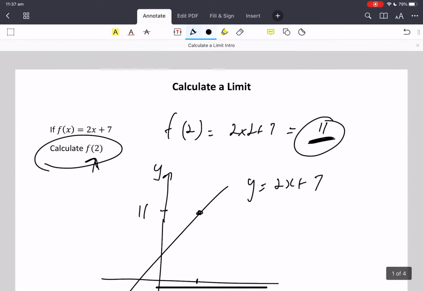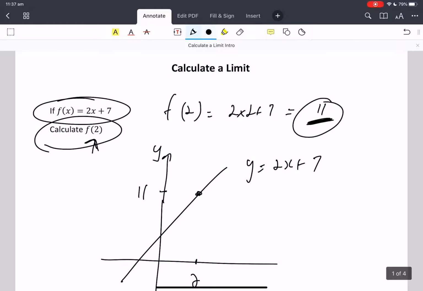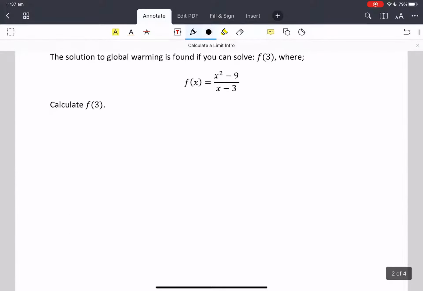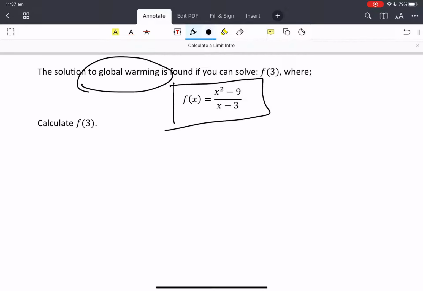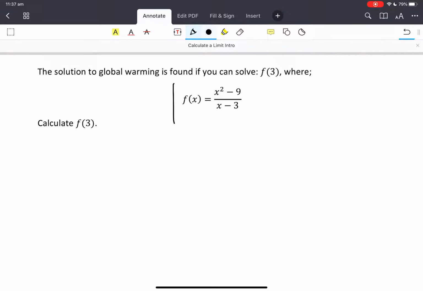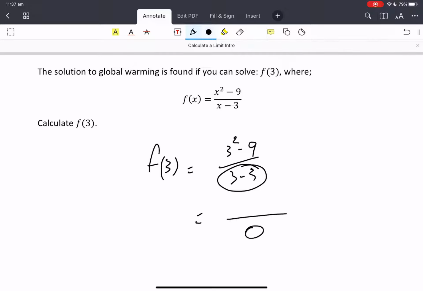Clearly, we can also get functions that define real-world situations such as temperature, distance, acceleration, etc. So let's just say we've got a real equation here that needs to be solved so that we can solve global warming, and all we need to do to solve it is to work out f of 3. Well, that's going to be 3 squared minus 9 on 3 minus 3. The top doesn't really concern me too much, but this bottom, I can't divide by 0. So I've got a massive problem here, is that I can't solve global warming.